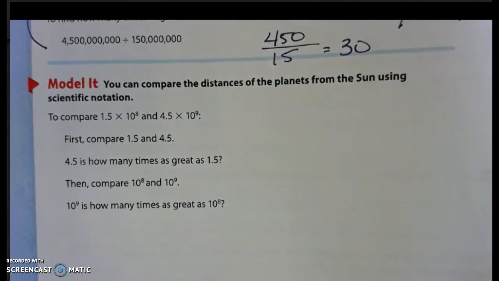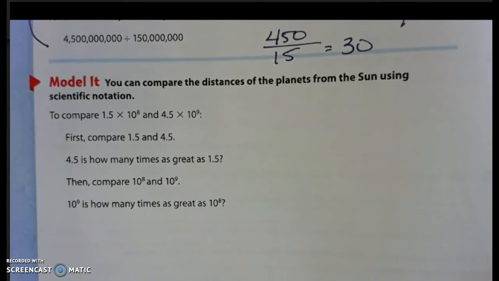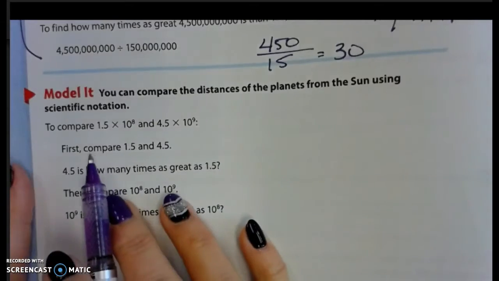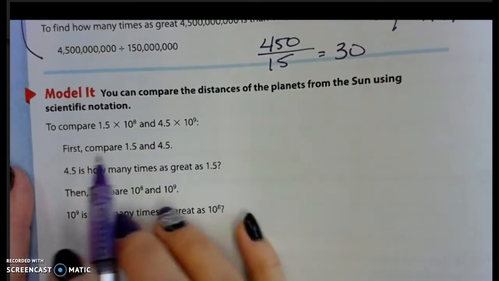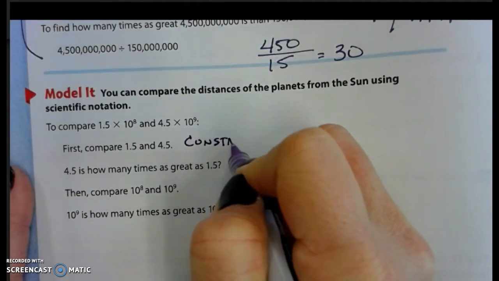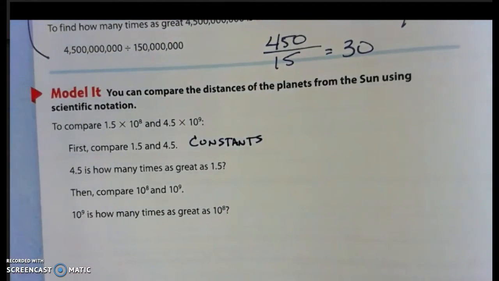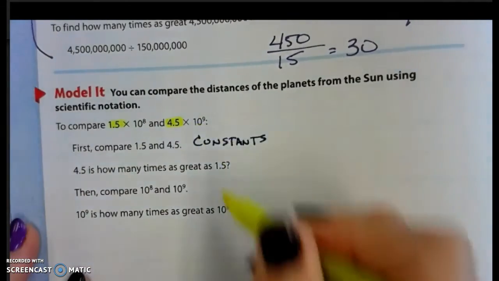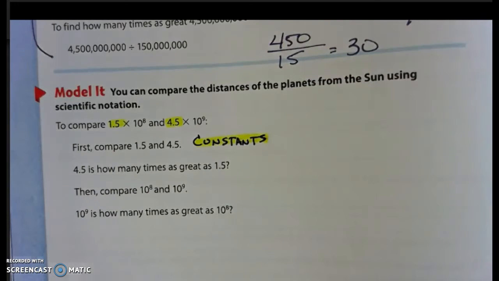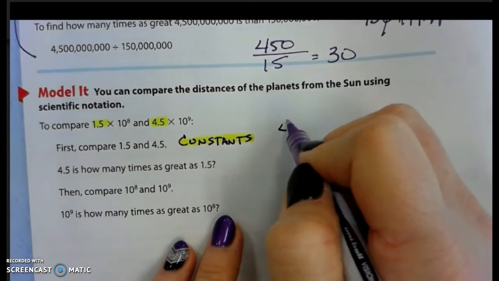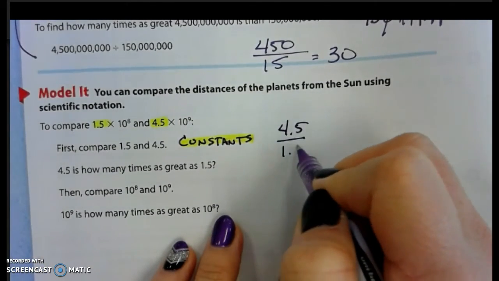Now, the other way to do this was by dividing these using scientific notation. They're going to talk you through this to compare these two numbers. First, compare the constants. These are your constants. Remember, the constants are the number at the beginning that does not have a variable. Okay, so first we would compare those, and we would divide 4.5 by 1.5.